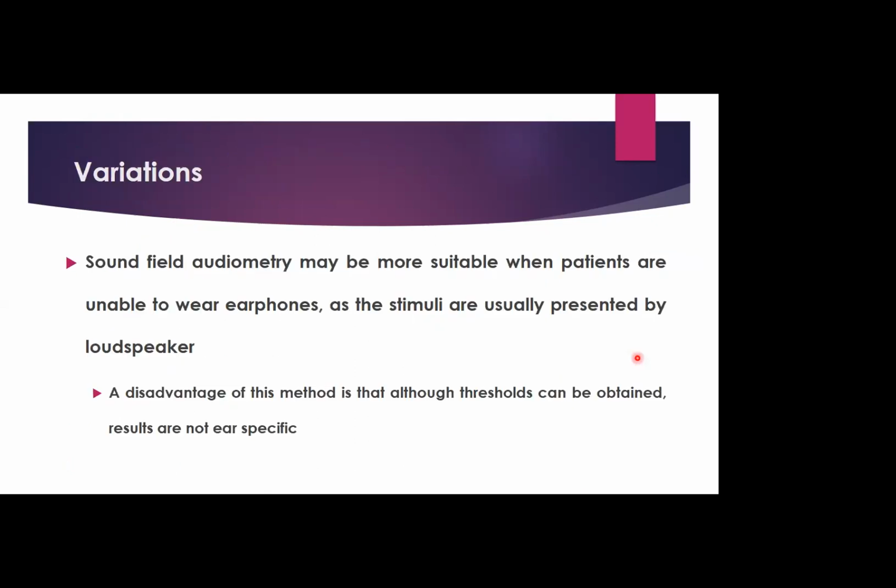Another variation is the use of sound field audiometry, wherein if the child or any person, the elderly, has ear canals that are collapsing, a collapsed canal may occur. In those cases, we can use sound field audiometry, where the loudspeaker is used to present the tones. But the main disadvantage is that it is not ear specific.